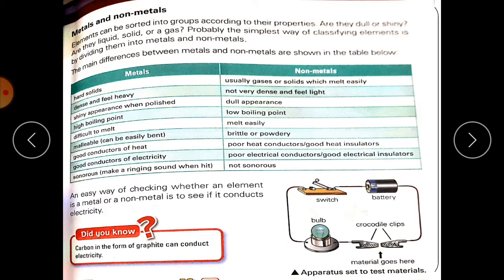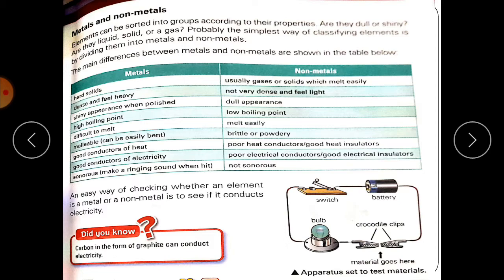And students, here you can see that they have written in this book an easy way of checking whether an element is a metal or a non-metal is to see if it conducts electricity. If we have any substance and we do not know whether it is a metal or non-metal, what do we do? We try to conduct electricity, and if it conducts electricity, it means that it is a metal. And if it doesn't conduct electricity, it means that it is a non-metal.